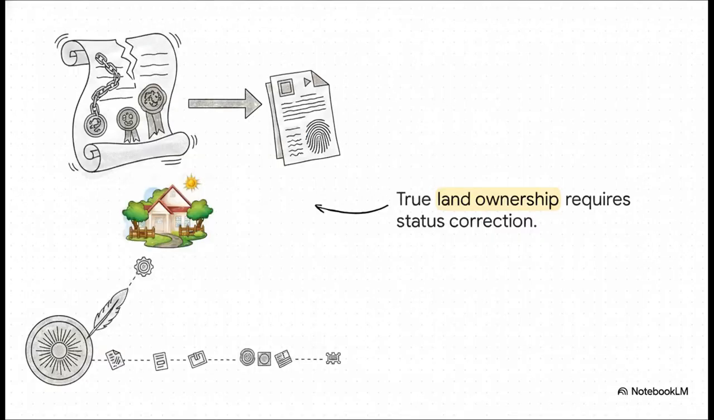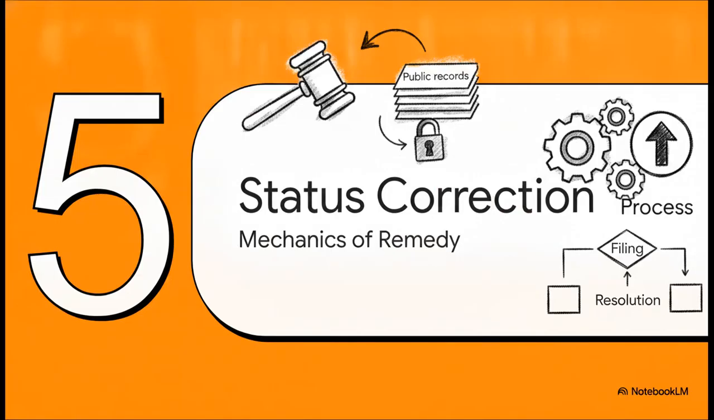A highly practical application of these statuses comes down to land ownership. The documents claim that presumed U.S. citizens don't actually own their land. They only hold British titles to the property in trust. To achieve true land ownership, the text insists you absolutely must correct your political status and trace the chain of title all the way back to the original land patent. Which brings us to Section 5, the status correction process, the mechanics of remedy.